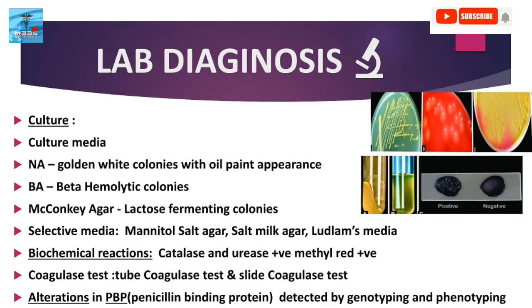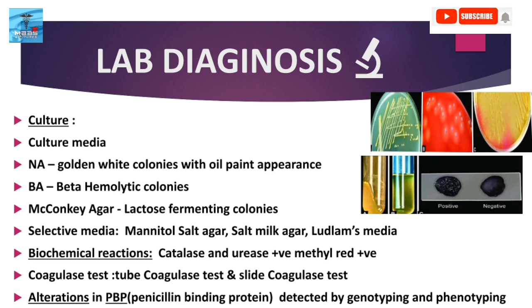On MacConkey agar we get lactose fermenting colonies. Then about selective media. The selective media include mannitol salt agar, salt milk agar, and Ludlam's media. In mannitol salt agar we get mannitol fermenting Staphylococcus aureus colonies. Then salt milk agar. It contains nutrient agar, 6.5% sodium chloride and 10% skimmed milk. And Ludlam's medium contains lithium chloride and tellurite.